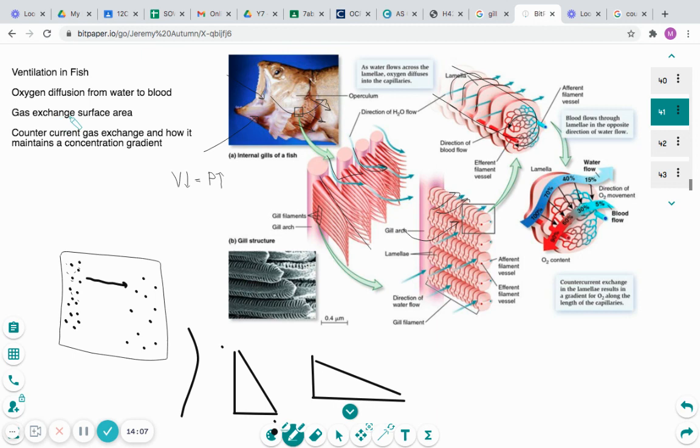Gas exchange surface area has been made as large as possible by the structure of the gills. We have individual gill filaments, and then on each gill filament we have these lamellae which massively increase it, and that's where the blood is being pumped to.